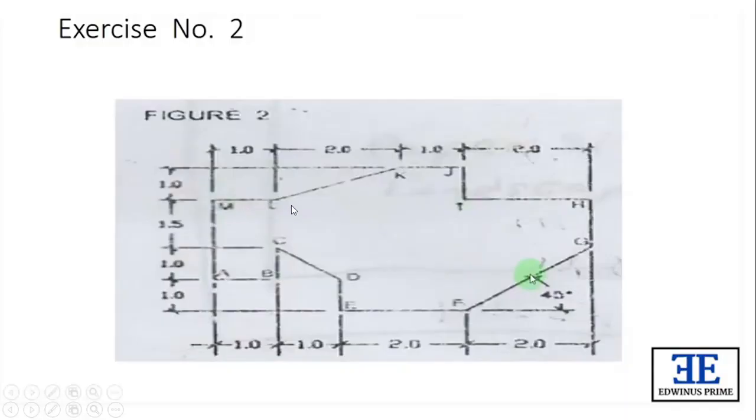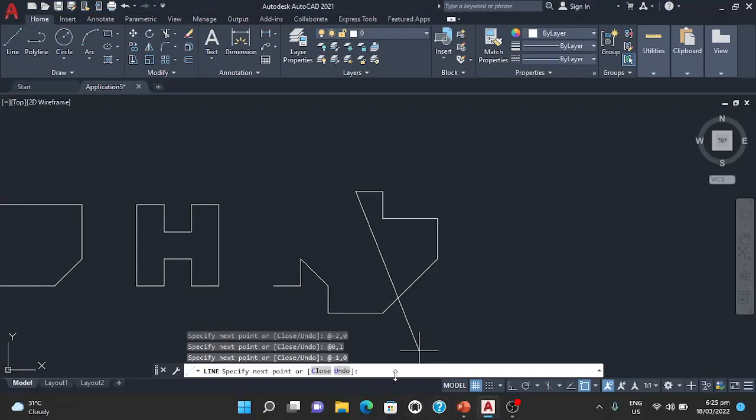Next one, point K to point L. Point K to L has a horizontal distance of 2. And point K to L is going to the left, so automatically our change of x would be negative 2. When it comes to the change of y, the difference between K to L is 1 and it is going down, so our difference in y-axis would be negative 1. So let's declare in the command line @-2,-1.